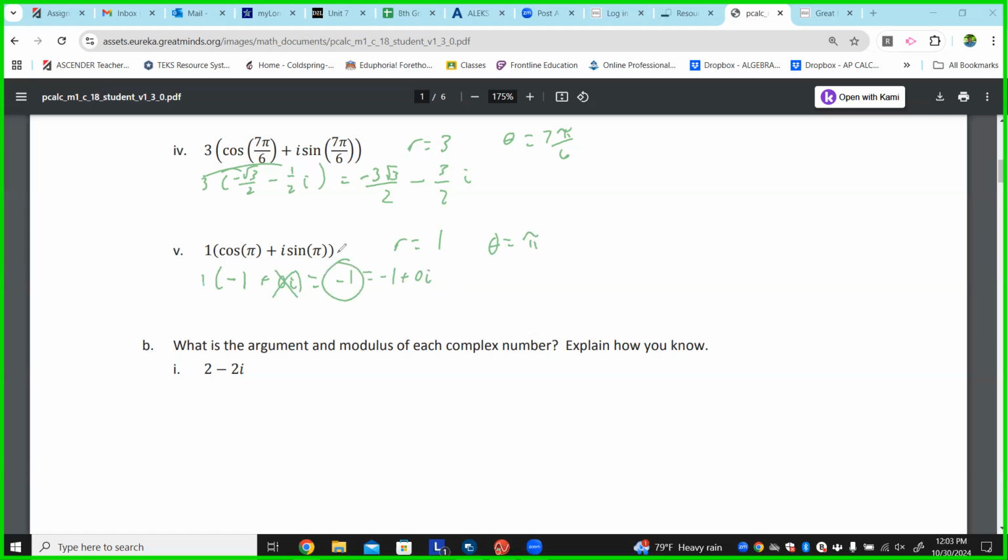Okay. Questions on how to pull information from polar form or how to go from polar to rectangular? All righty. On part B, you were asked the same questions. What was the argument and modulus of each complex number? You don't really have to explain it to me. As long as you know how to do it, then you're pretty good. How do I calculate the modulus first?